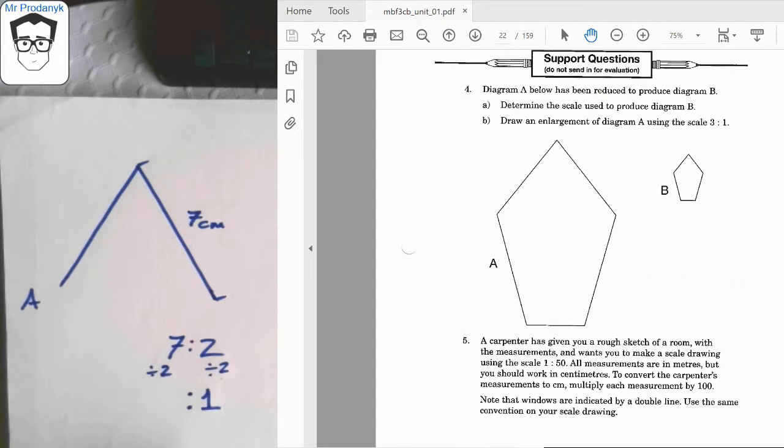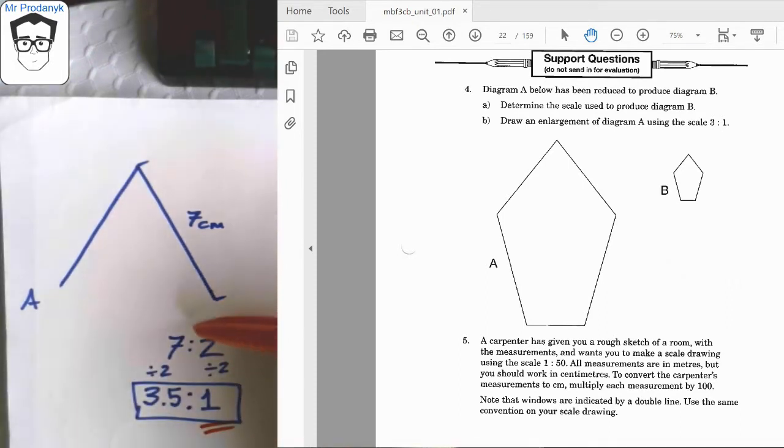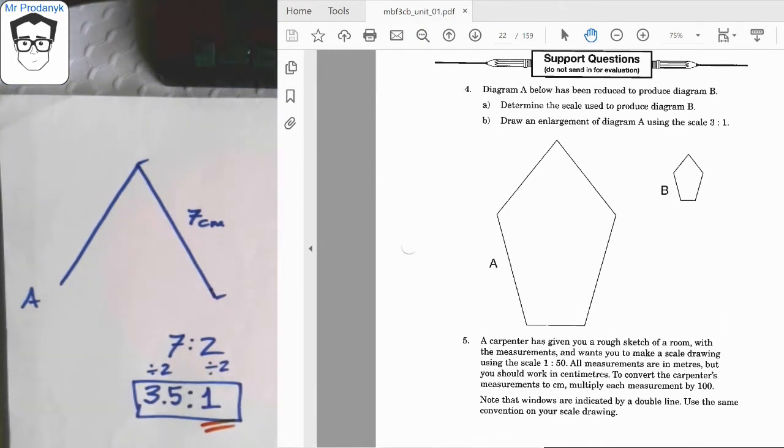And when I divide 7 by 2, I get 3.5. So the scale factor here is 3.5 to 1, because again, we've got this down to a ratio of 1 instead of being 7 to 2 here. This isn't wrong. It's just that generally when we're talking about ratios and scale drawings, we like to have it as a particular number to 1.